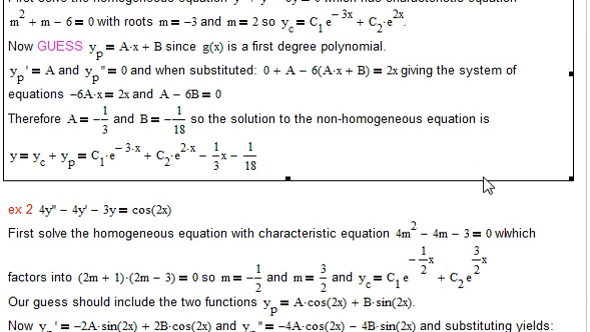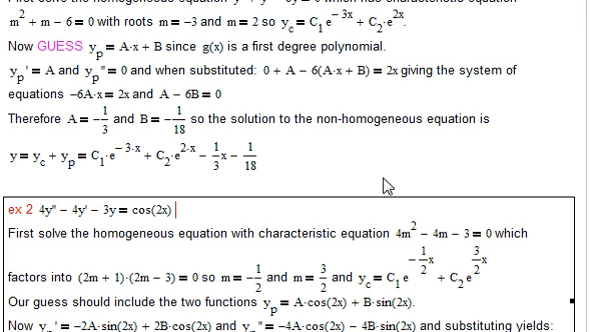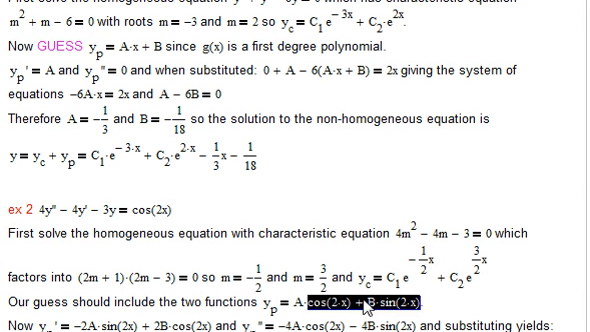So now our guess. We're looking at this right hand side and it's some linear combination of cosine and sine, so that tells us we have to have a yp that is some linear combination of cosine and sine. Then we have to determine the coefficients a and b. This is what's called undetermined coefficients.